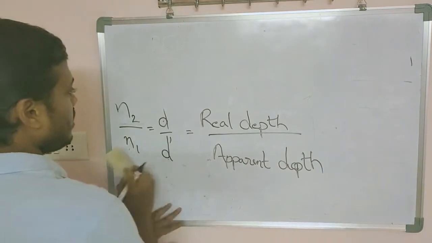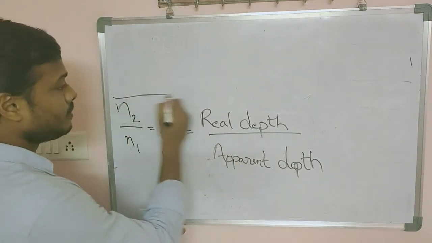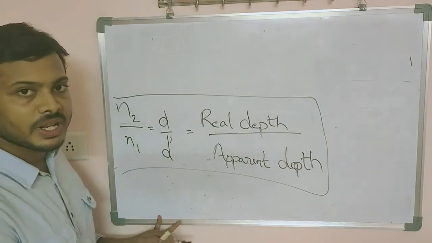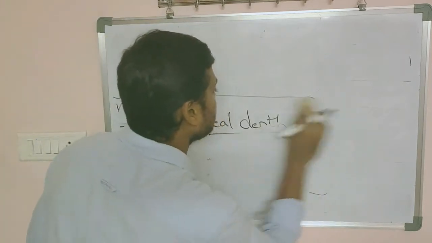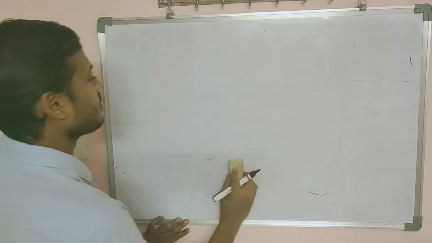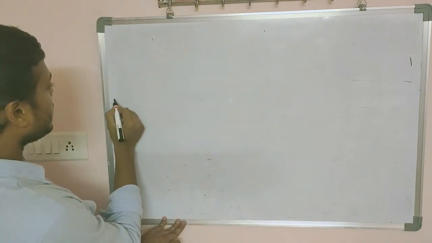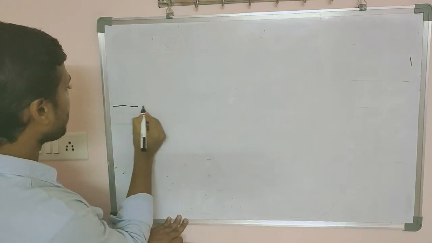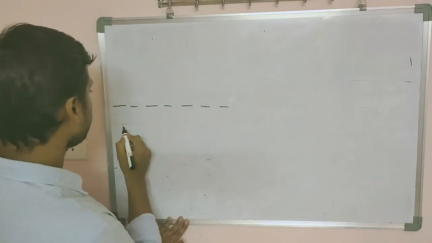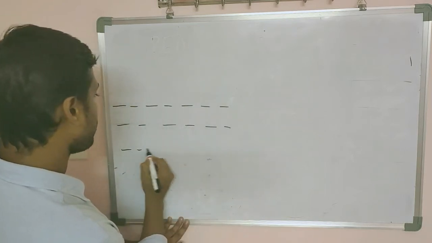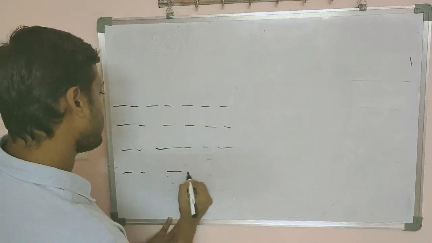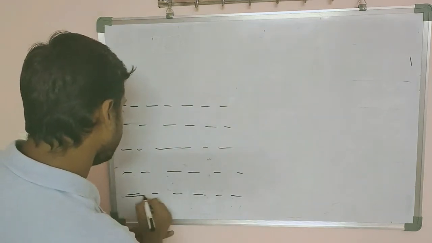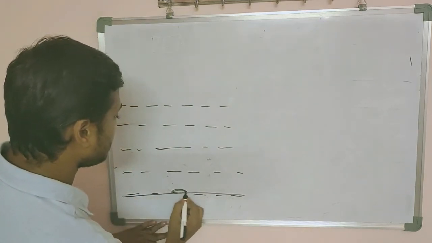Now let us derive this formula. This is the relation and we have to remember this formula, and let me derive it now. Let me draw the diagram one more time. This is the water surface, and the object is here.